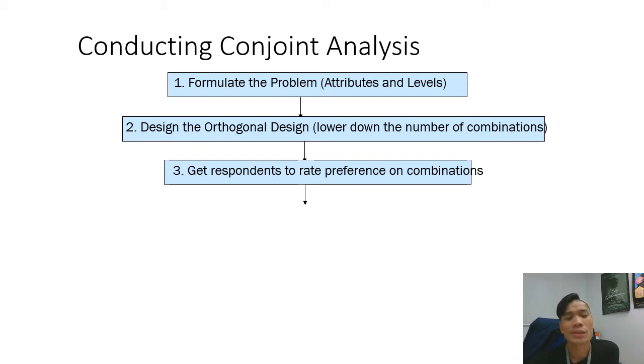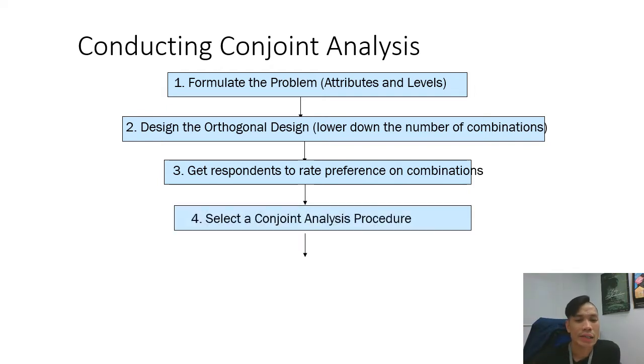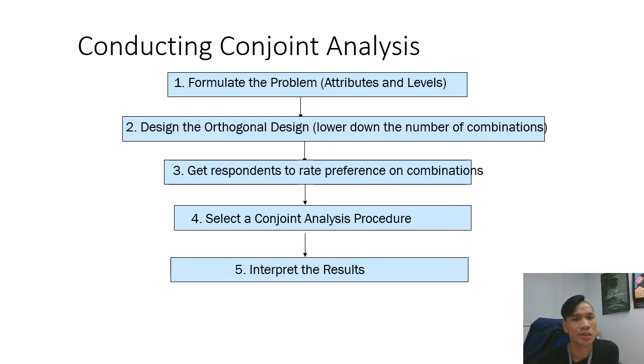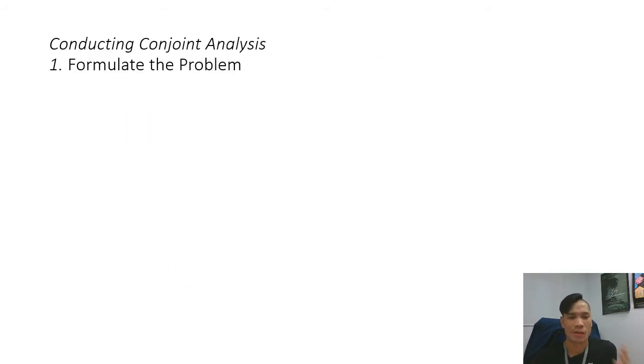Then get the respondents to rate the preference of combinations from the orthogonal design, which I'm going to show you how to get. Then select the conjoint analysis procedure, which for this one we have to use the SPSS syntax. And then finally interpret the results by showing at least some graphs of utility as well as part-worth functions. Okay, so I'm going to give you this example from a sneaker.